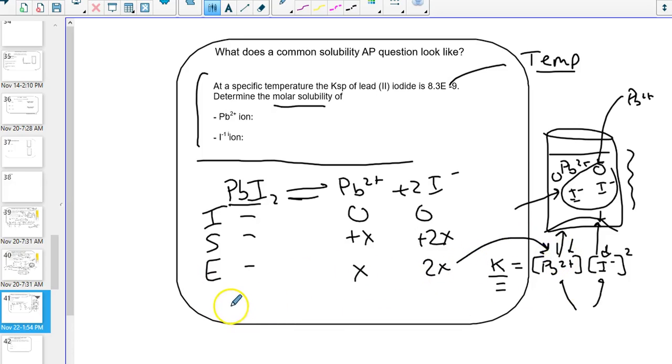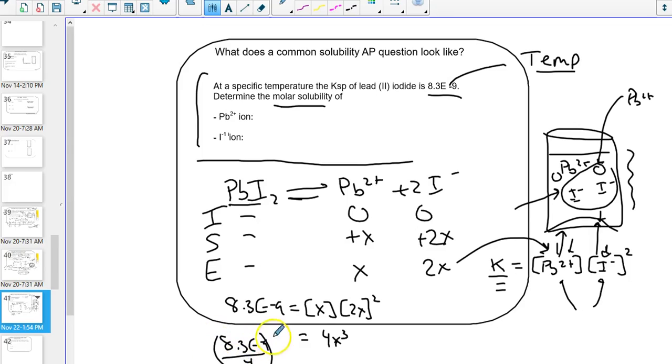Can go in there. So I'm going to get 8.3 e to the negative 9th equals concentration of x, concentration of 2x squared. Notice we have a very small K value, but I don't need to work it out just fine. Solve it out. This is going to be a classic math here, which is 4x cubed. You might notice we had a problem like this earlier with that previous presentation where that 4x cubed came in. And 8.3 e to the negative 9th will divide by 4 and raise it to a power of 1/3 for the cube root. Go ahead, give this a run in your calculator. Make sure you can do that.